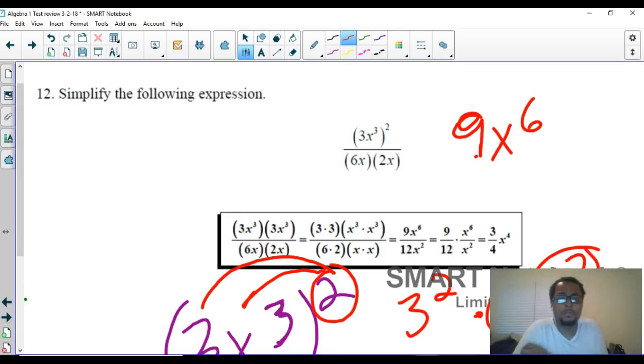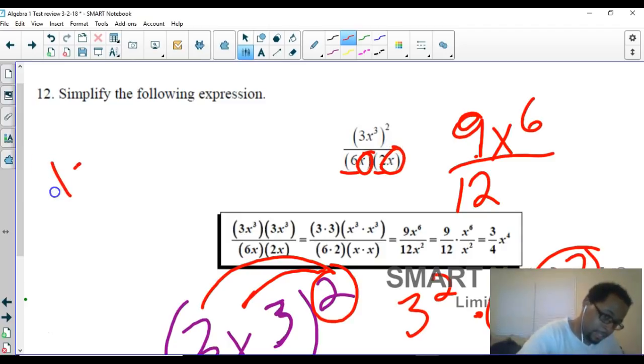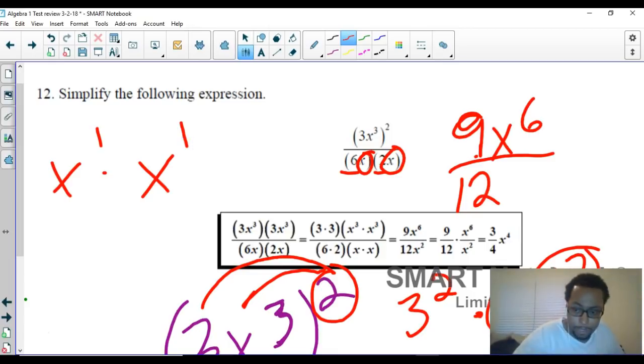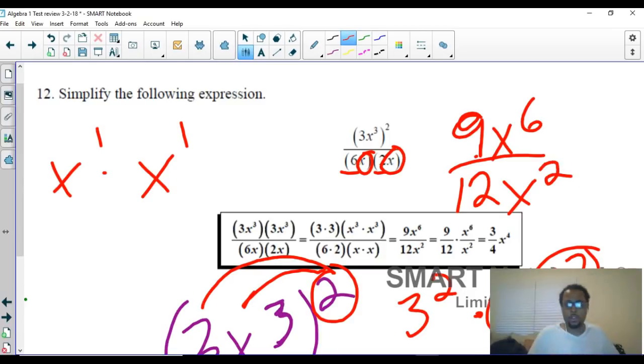Second thing, a mistake that I do not want to see you guys make tomorrow. 6 times 2 is 12. X times x. Guys, x times x, you've done it before. That's a 1. It becomes x squared. So again, there goes your square. Now you simplify. Unfortunately my calculator is not coming up, but you can simplify 9 over 12 and you get 3 over 4.